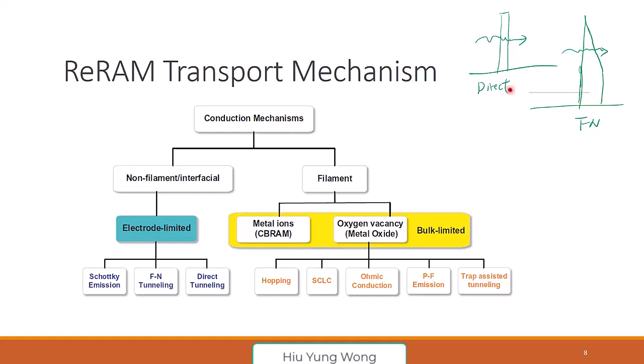Okay. Now, for filament, we have conductive bridge, which I'm going to discuss later in one slide, and oxygen vacancy. That is what we discussed, right? So here we have the hopping from trap to trap, right? We also have so-called Poole-Frenkel emission. This one I did not cover. Space charge limited current, I did not cover. Ohmic conduction, just a regular conduction. Trap-assisted tunneling, this one I kind of covered a little bit, right? So we have different mechanisms, right?